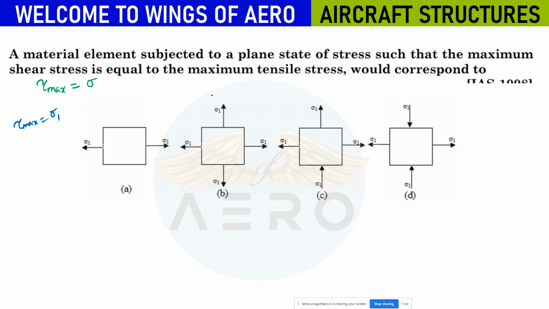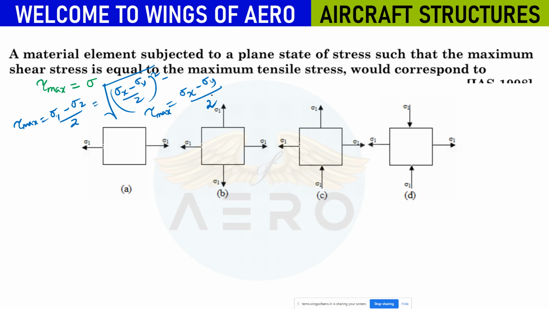Tau max equals (sigma 1 minus sigma 2) by 2, or we can also take sigma x. So here instead of x they have given sigma 1, by 2 whole square, right? Plus tau square is not there, so we can ignore it. So overall what we'll get? Sigma x minus sigma y by 2, right? Did you get my point?